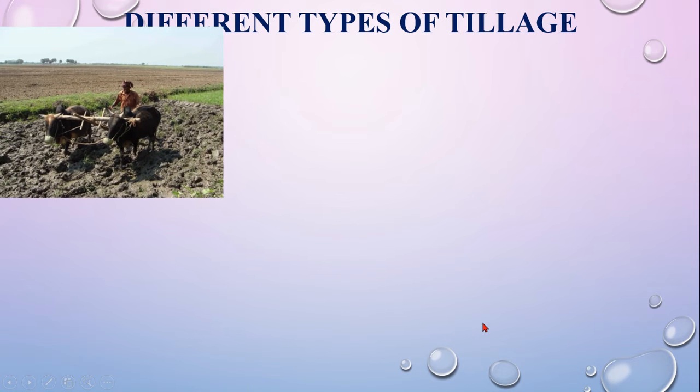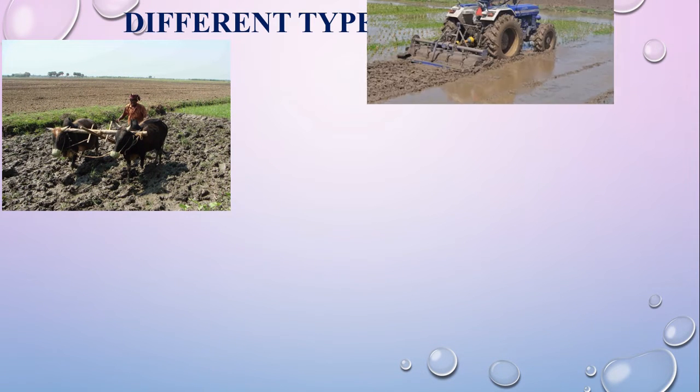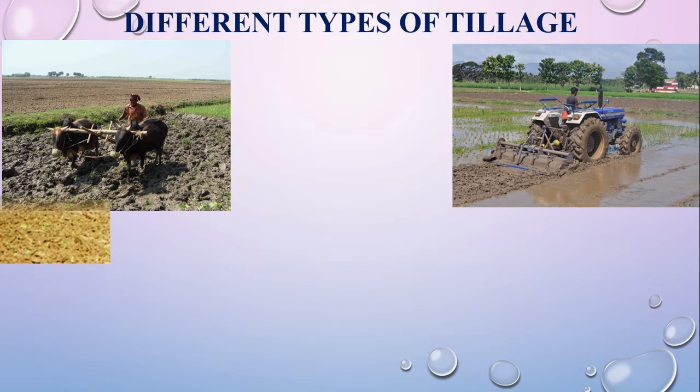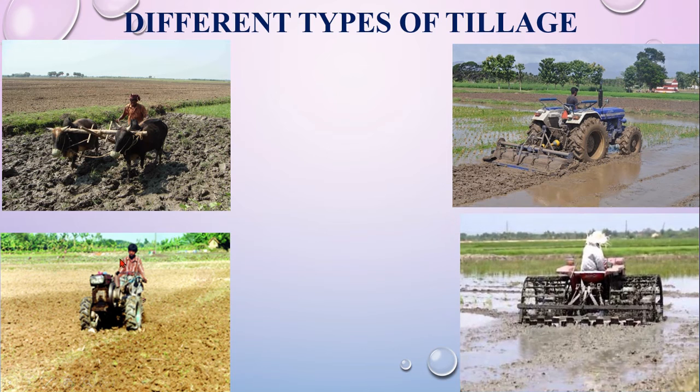Here you see there will be different types of land preparation. If I show you all the pictures over here, you can see there will be different types of land preparation. The first one, on the left-hand side at the top, you see two cows being used for cultivating, tillage or plowing the land. This is called the traditional method, and this machine is called a country plow.